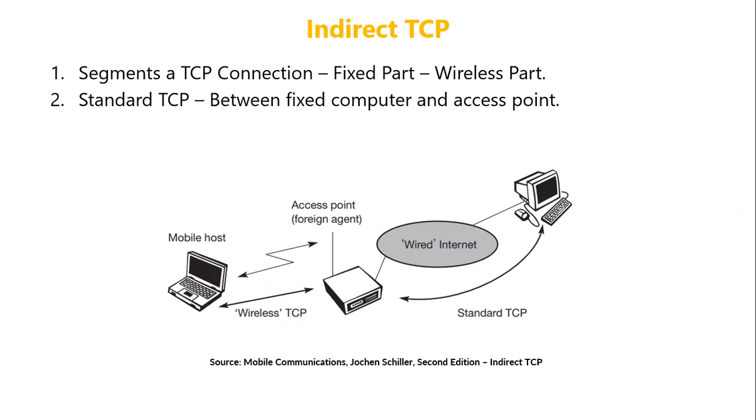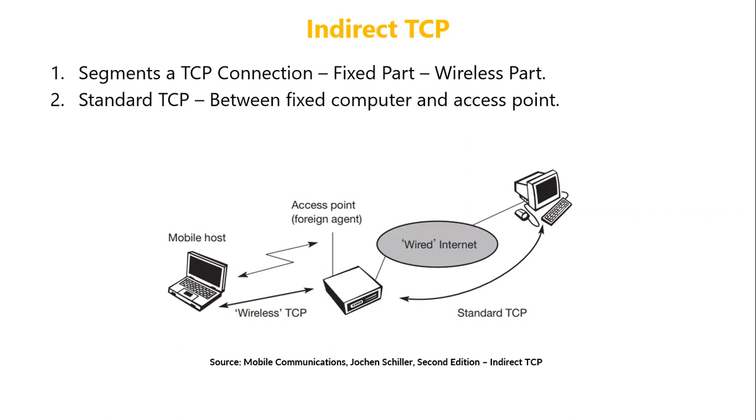So the topic we'll be discussing in this session is indirect TCP. It basically comes under classical TCP improvements. Here we'll be discussing a concept called indirect TCP to support mobility. What indirect TCP does is segment a TCP connection into two parts, a fixed part and a wireless part.